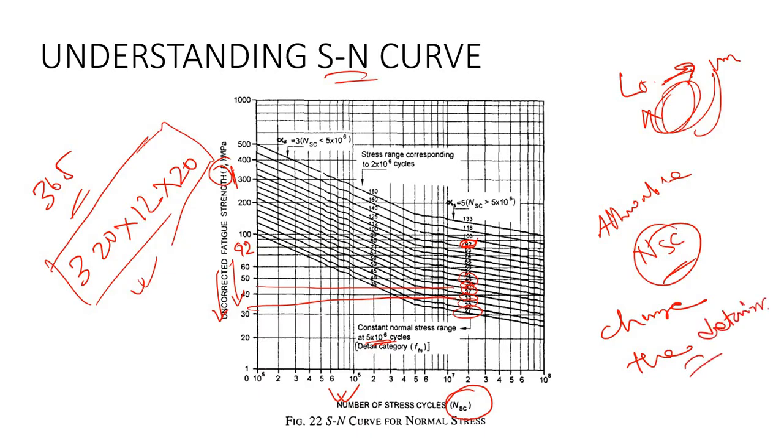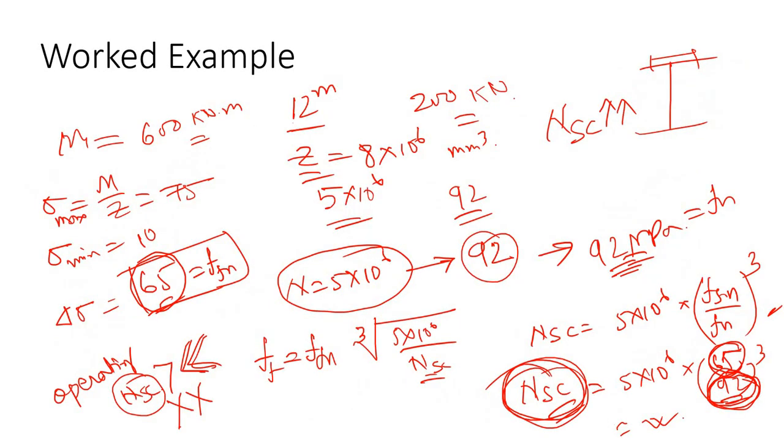Else what you can do, you can simply play with the stress range. That means if you have a different section modulus, the sigma max will be changed, so this value will be changed. Based on that you can change this value, right? So we have come to the end.